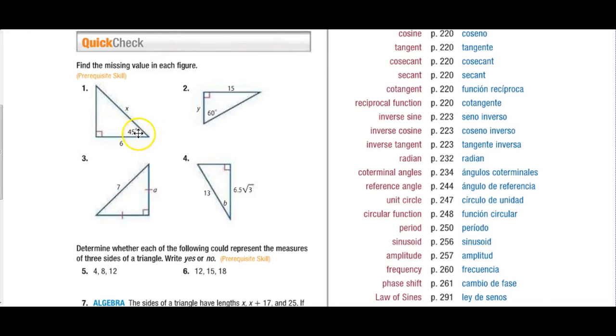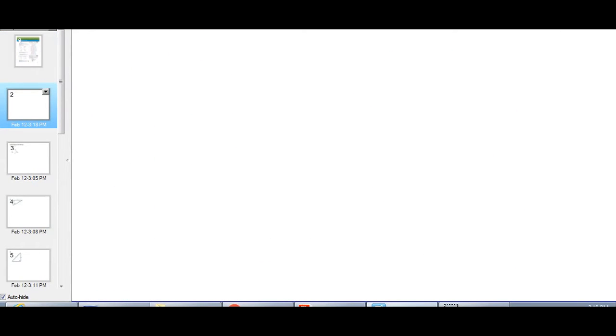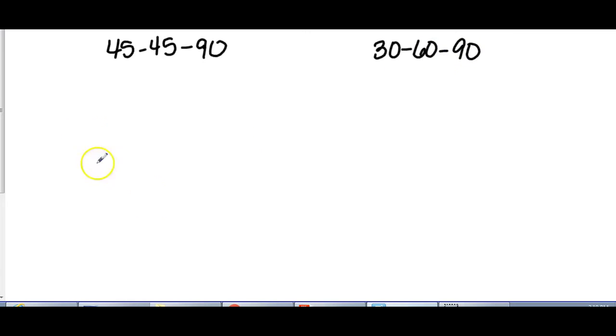And then I notice 45 here. This one says 60. So I'm thinking 45, 45, 90. This one is a 30, 60, 90. So the first property we need to recall from geometry is our knowledge of 45, 45, 90s and 30, 60, 90s. So let's see if I can add a page here, move that over a little bit. Alright, so let's take some notes on 45, 45, 90, and then 30, 60, 90 triangles.